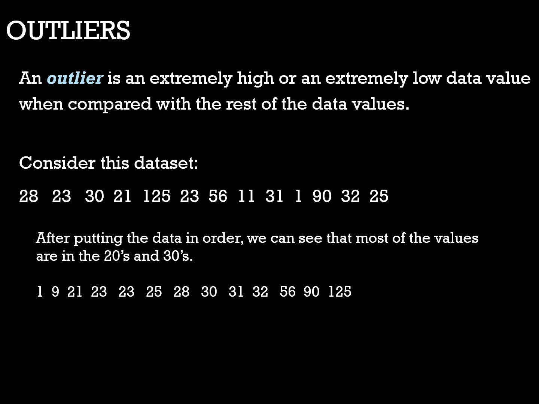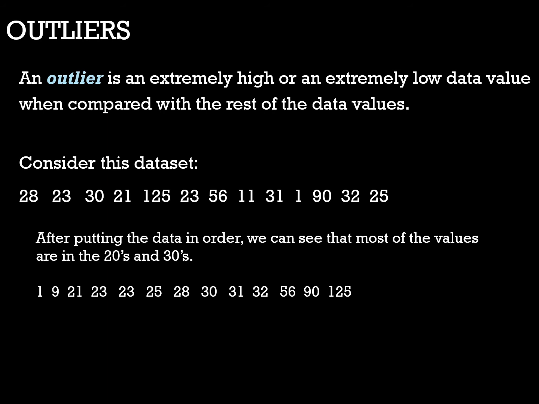So it looks like there's a 1 and a 9. Those look a little bit out of place. And then especially the 90 and 125, those look out of place if you're realizing that these are mostly 20s and 30s. The 56, maybe even 2, you might think, is that even right?